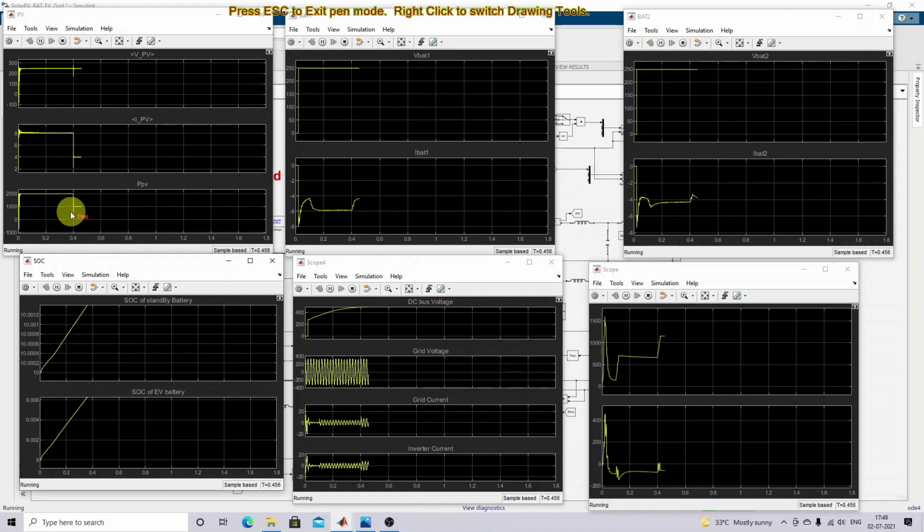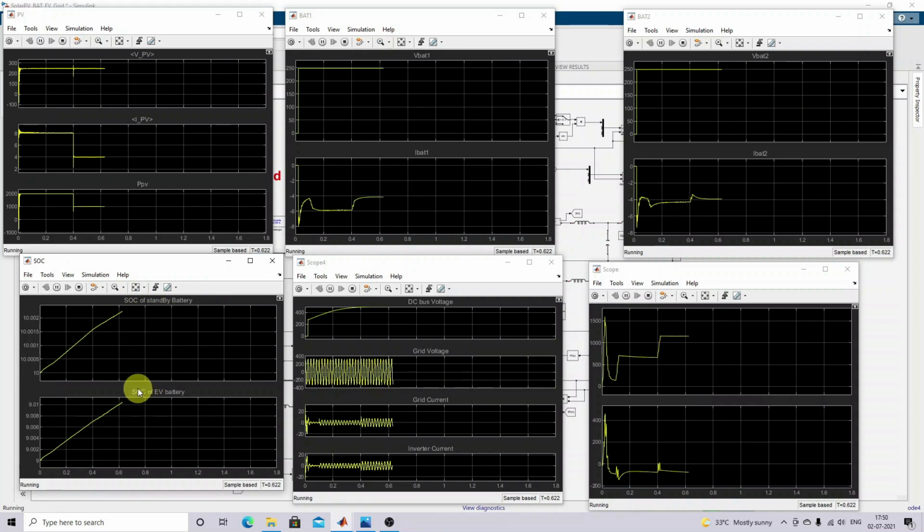Now the solar power is decreasing because of decreasing radiation. Based upon the condition, the grid supplies more power. Still the storage battery current is negative and the EV battery current is negative. The SOC of the standby battery and EV battery is still increasing, which means charging mode. This is the sharing of current of the inverter, that means the grid.